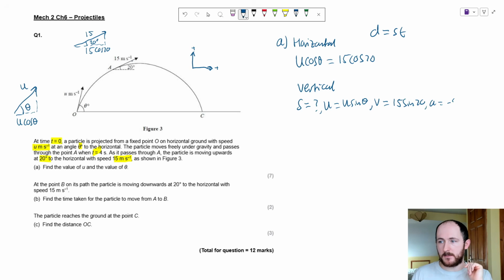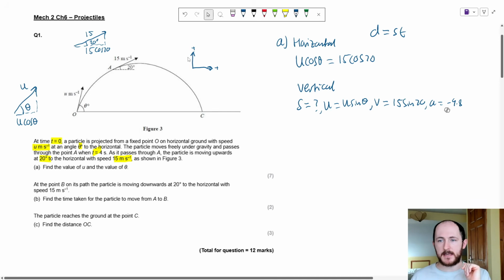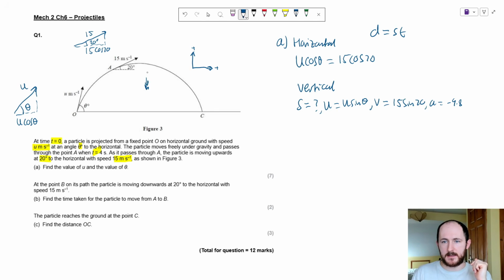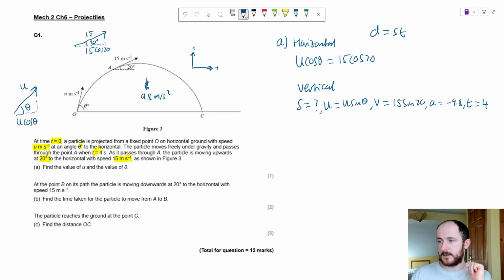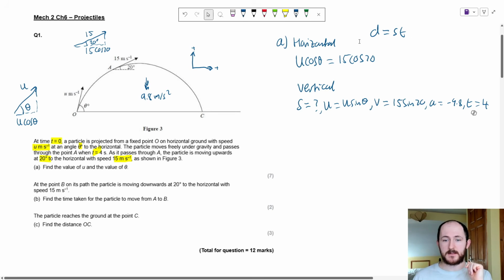Acceleration is minus 9.8. Why is it minus? Because I'm taking upwards as positive and acceleration is always downwards when it comes to gravity. And lastly, but certainly not least, time. Now we do know time. Time is 4. Which means we do actually know the horizontal distance, by the way. Because speed times time, we'd have 15 cos 20 times 4.